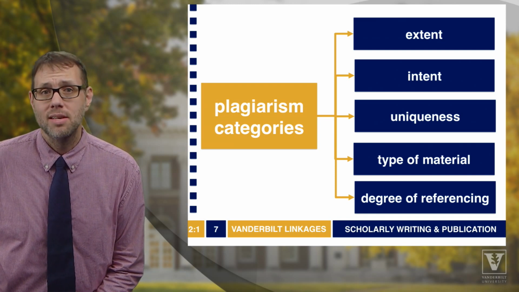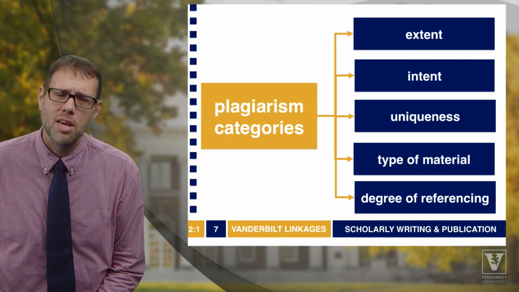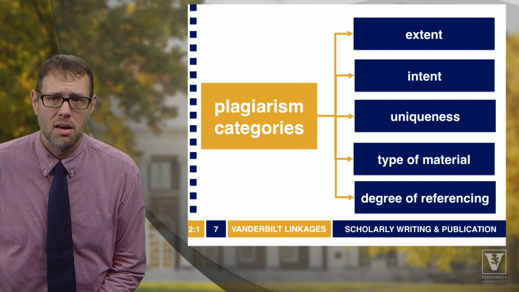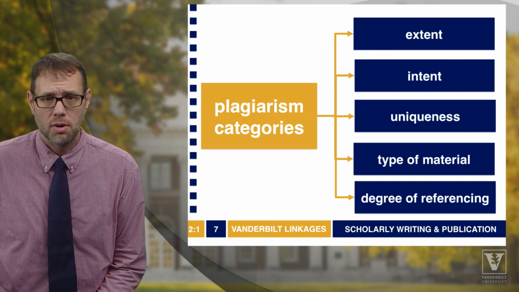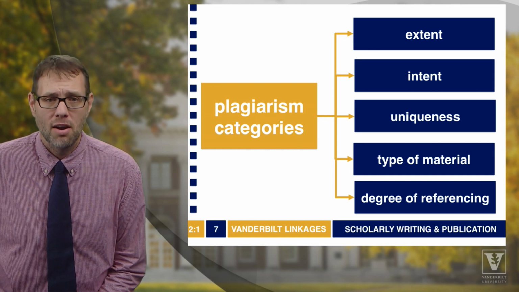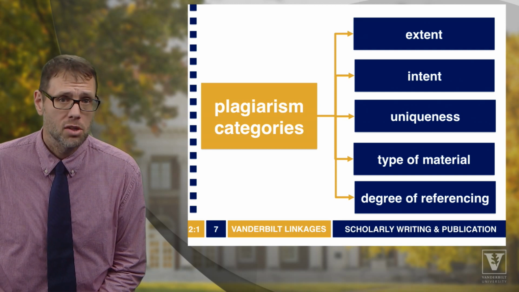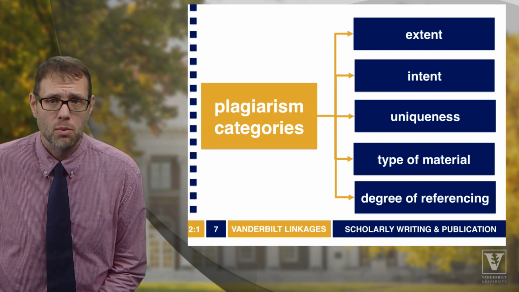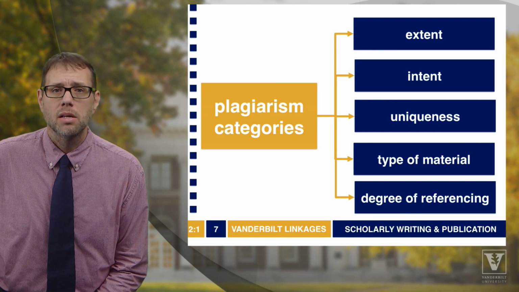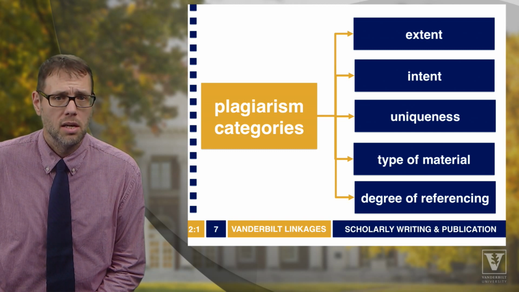We also want to think of the intent. Was the person's intent to plagiarize? How unique were the quotes or the passages that were plagiarized? What type of material was plagiarized? And what degree of referencing was done? Was there an attempt to do some correct referencing and citations? Was there just no attempt at all? Was it just blatant, right? So these are some things that editors, that academia looks at when they look at plagiarism.